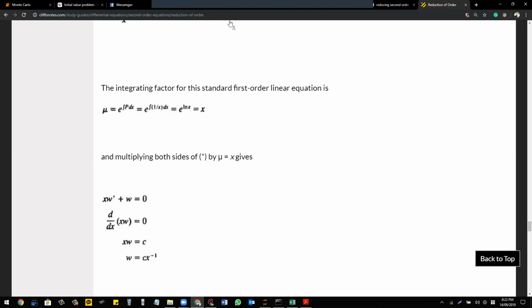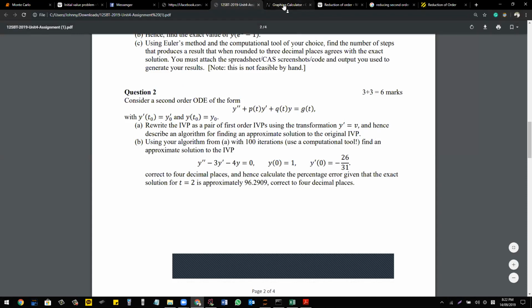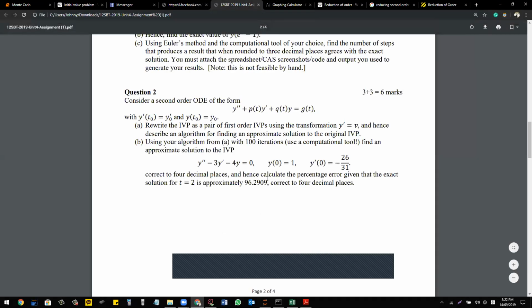Let's read his comment. It says, and the solution is for when t is equal to 2. So your teacher said what? So ODE has become this, and the solution is 4 when t equals 2. Okay. Maybe this stays. And the solution is for t equals 2. Oh, yeah, this is a changed version, isn't it?